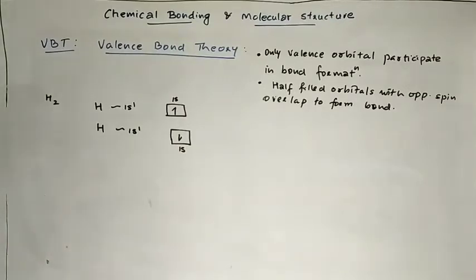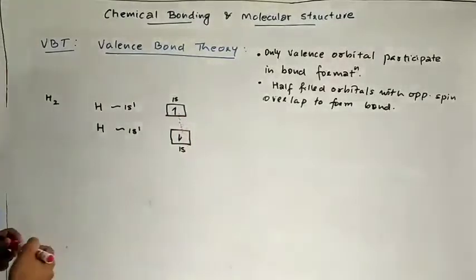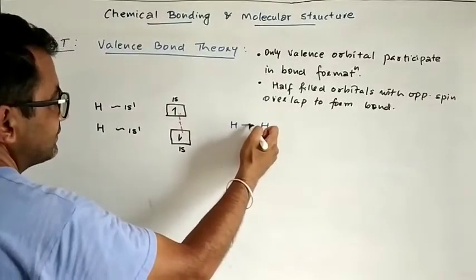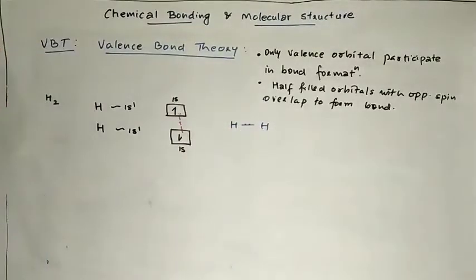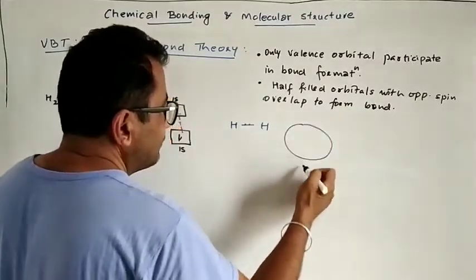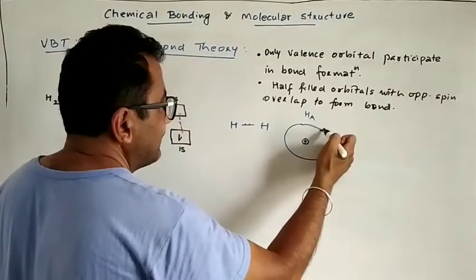So here the bond is formed by the overlapping of these two. When these two overlap, the bond is formed and they get paired up. So we get H single bond H. These are the 2 electrons which pair up. So during the formation of a bond, when the 2 atoms come close to each other, the force of attraction exists and the force of repulsion also exists. Suppose we have 2 hydrogen atoms, this is your HA with 1 electron.